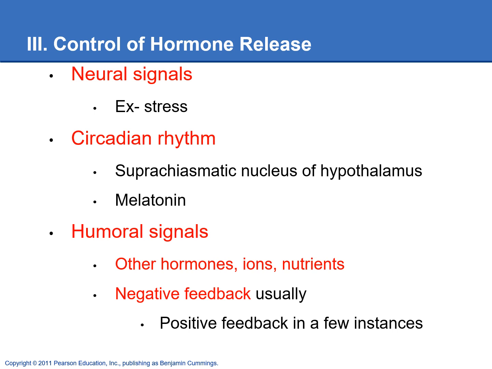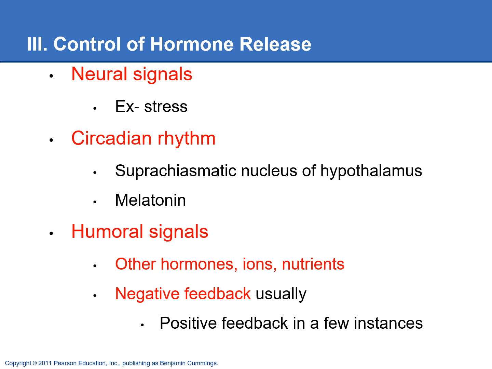There can be neural signals for some hormones that stimulate their release. So for example, cortisol release is stimulated by stress. Circadian rhythms are involved in stimulating the release of some hormones. So for example, growth hormone. Circadian rhythms are coming from the hypothalamus. There's a certain group of neurons in what's called the suprachiasmatic nucleus. You don't need to memorize that.